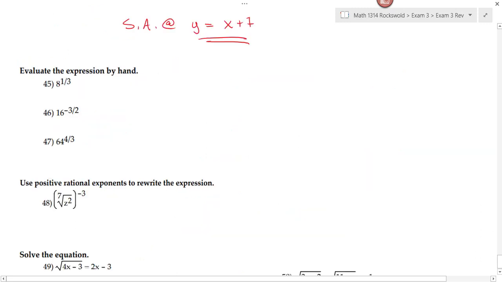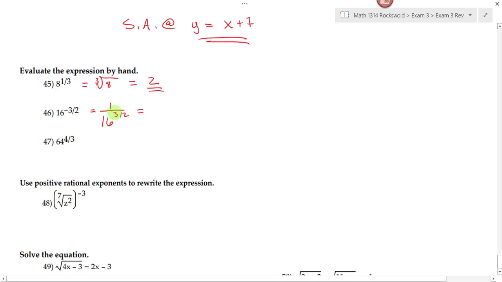On the next 3 problems, we're asked to evaluate the expression by hand. On the rational exponent, I could rewrite this as the cube root of 8. And what is the cube root of 8? It's 2. How do I get rid of this negative exponent? So to make the negative exponent positive, I would rewrite this as 1 over 16 raised to the positive 3/2 power.